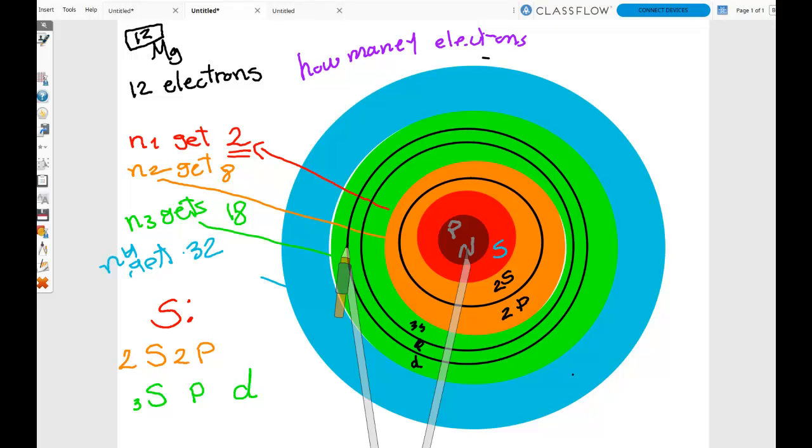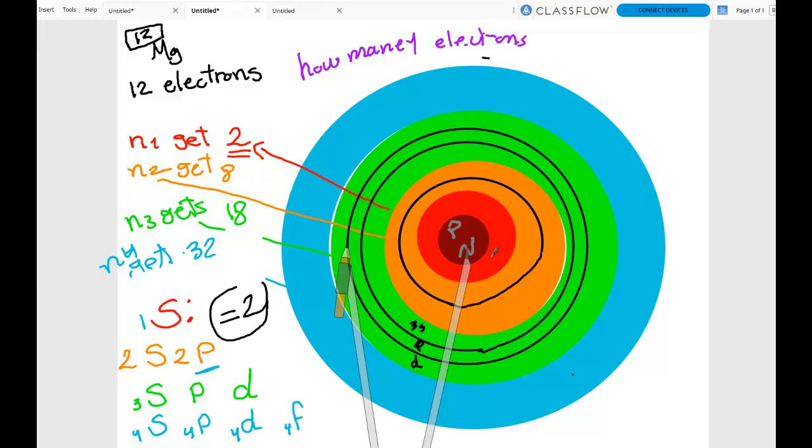The fourth one has 4 subshells. We call them S, P, D, and F: 4S, 4P, 4D, and 4F. The first one is only S, one S. The second one S and P. The third one S, P, D. The fourth one S, P, D, F. Each one of the subshells takes a number of electrons.